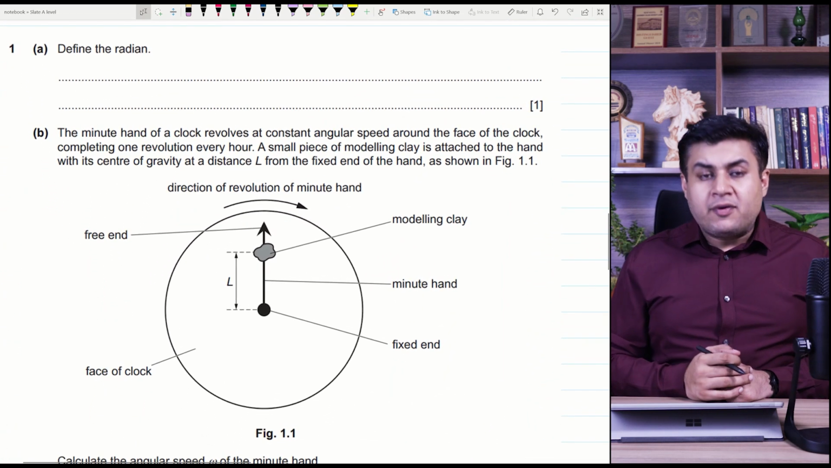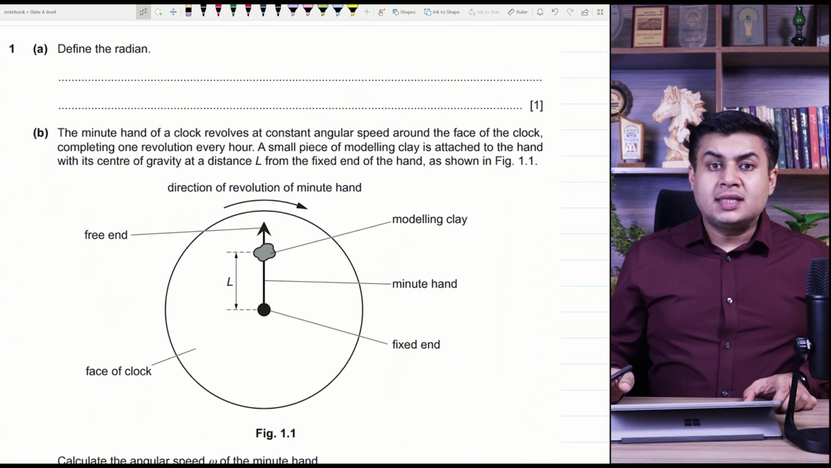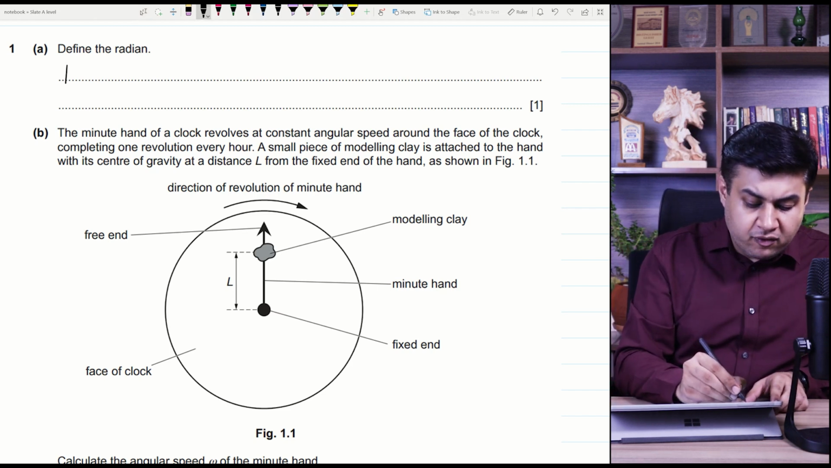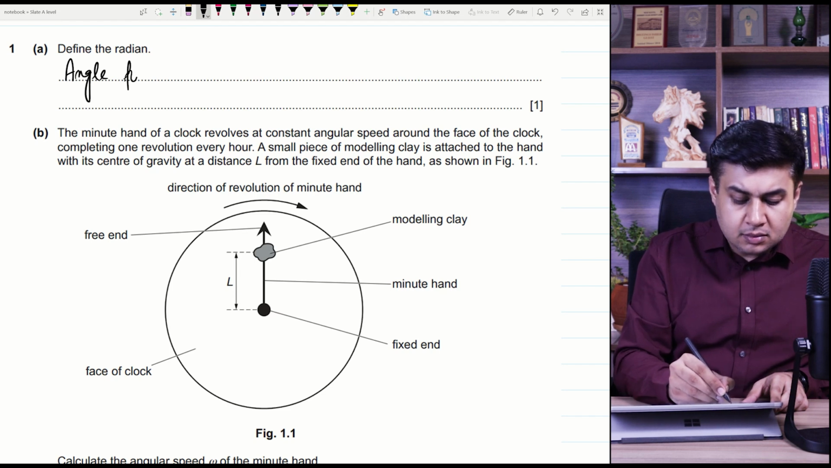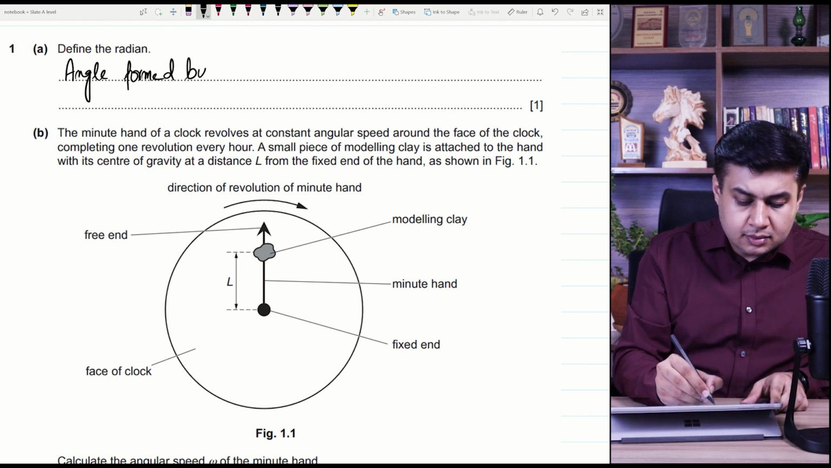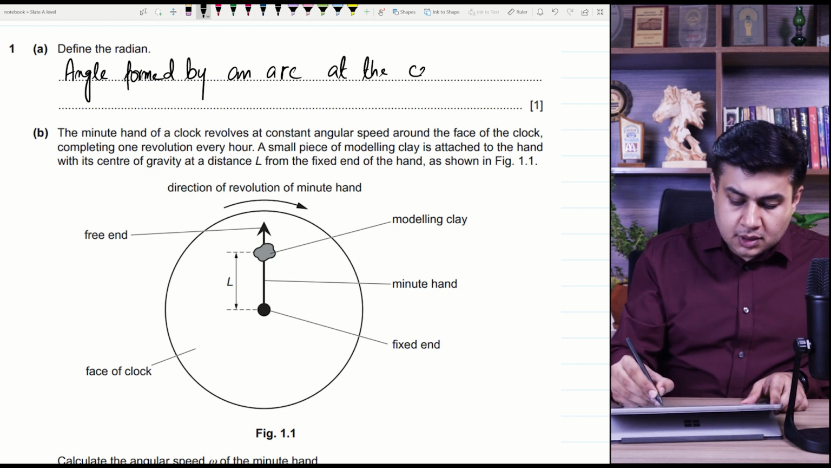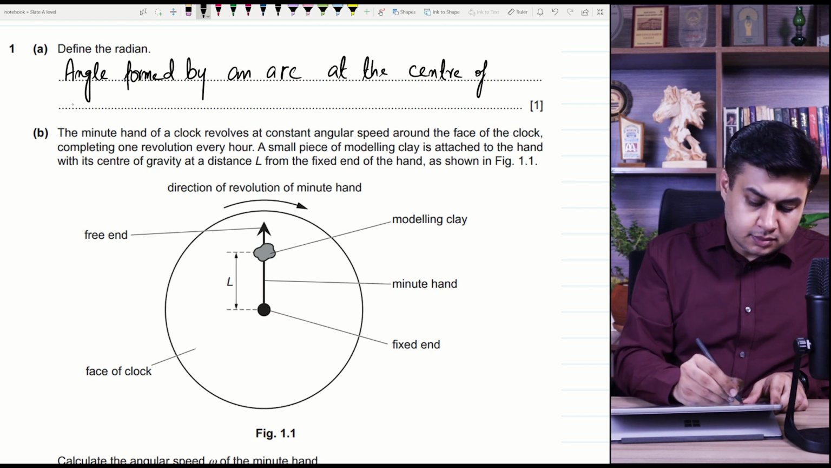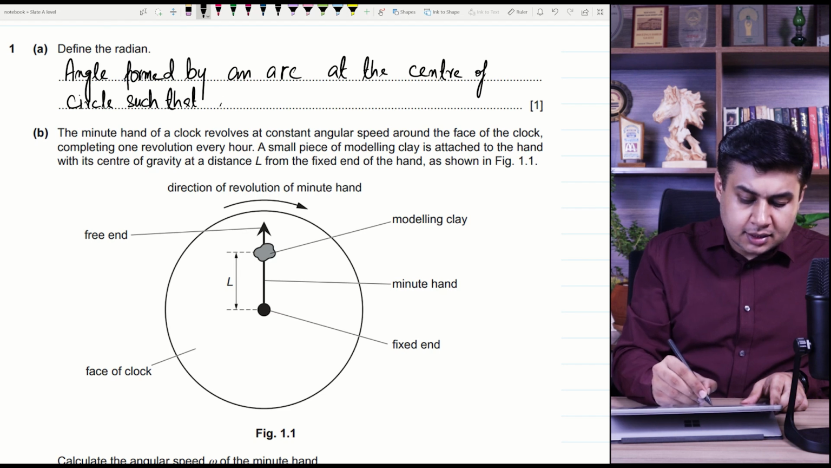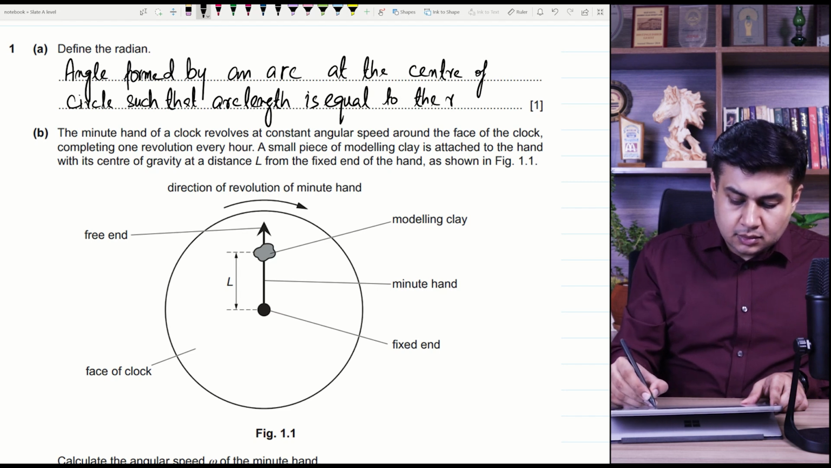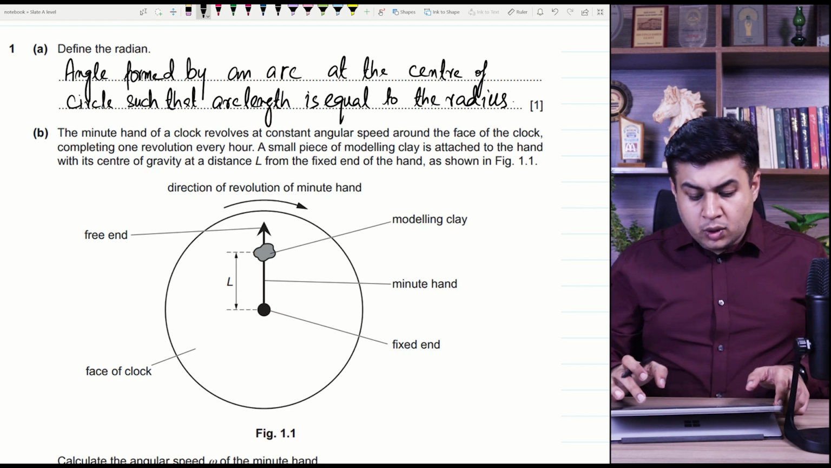Define radian. Once again we have written the definition of radian, and remember that the most frequent definition in the exam is that of radian. So you will write: radian is an angle formed by an arc at the center of a circle, such that arc length is equal to the radius of the circle. Right? Moving on to the next part.